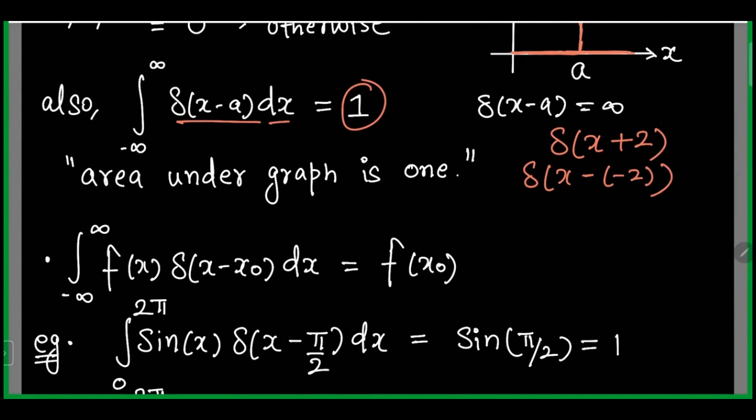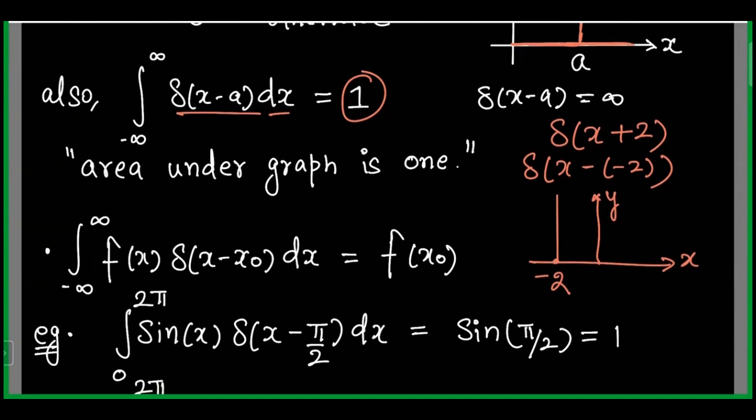It means how my graph will look. My graph will be 0 everywhere, but at x equals to minus 2, my graph will be infinity. So this is my graph. You can draw any Dirac delta function graph this way. Okay, so I hope the definition of a Dirac delta function is clear.